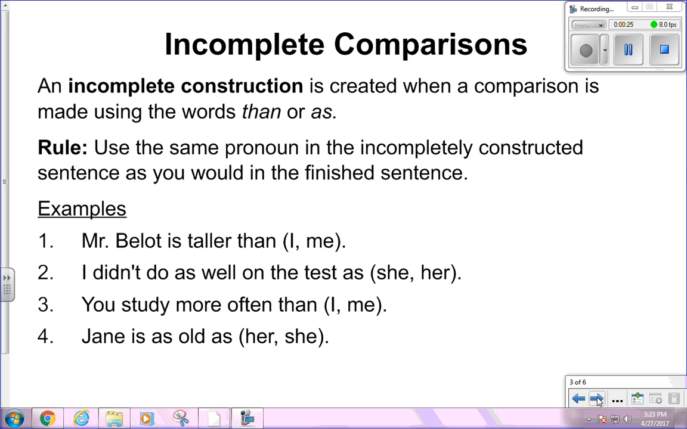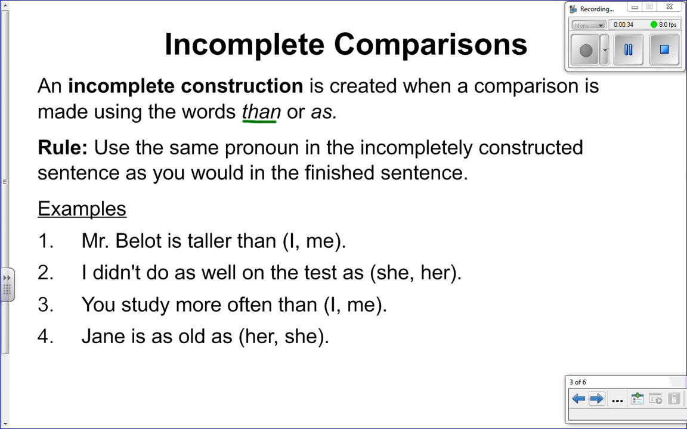So I have a definition. An incomplete construction is created when a comparison is made using the words than or as. So first of all, we need to be on the lookout for the words than or as in the sentences, and note that they may be setting up an incomplete construction.